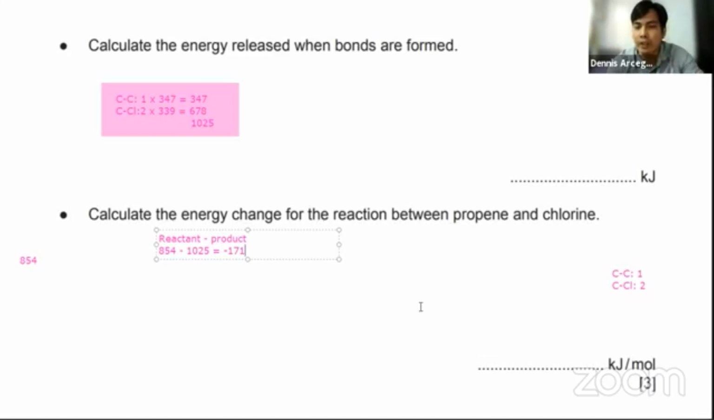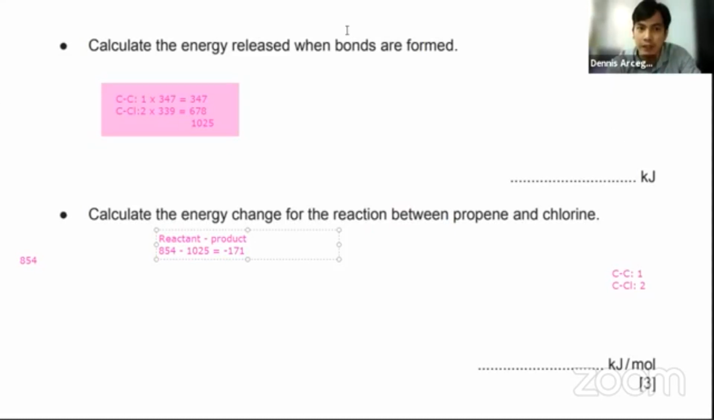To make it easier, you cancel the bonds that are the same because they will not be affected. If you look at the marking scheme, that is correct also. They will give you two answers: one with the higher value, where you computed everything, and one with the lower value, where you canceled the bonds that are the same. It will be fine also. They will give you marks on that. But actually, those bonds will not be affected.